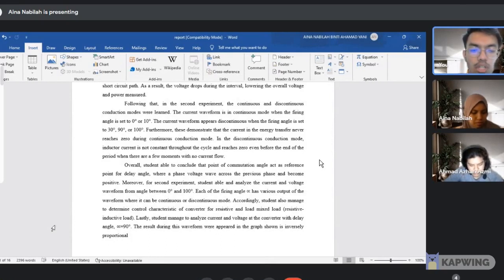Students also managed from this experiment to determine the control characteristic of the converter for resistive load and mixed load, resistive inductive load. Lastly, students managed to analyze current and voltage at the converter with delay angle alpha equal to 90 degree. The result of this waveform will appear in the graph shown, which is inversely proportional.